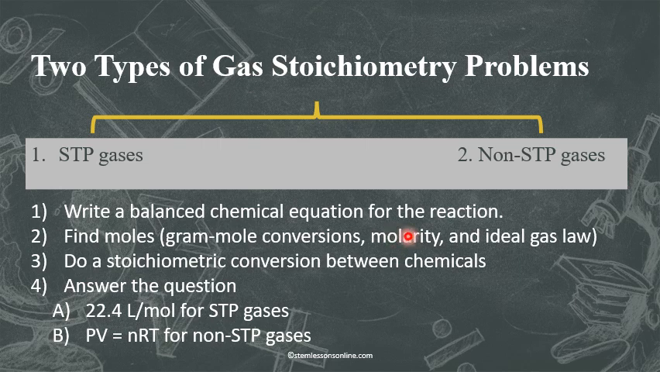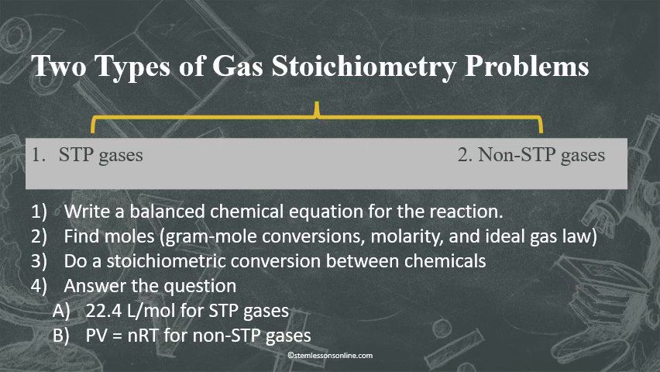And we'll go over it again. The ideal gas law also can be used for finding the number of moles. And then do a stoichiometric conversion between the chemicals. As we have just discussed, compare the moles, that is by coefficient. And answer the question, depending on what they are asking for. Okay, so 22.4 liter per mole for STP gases, and for other gases we will use PV equals nRT for non-STP gases, if it is not at standard temperature and pressure.